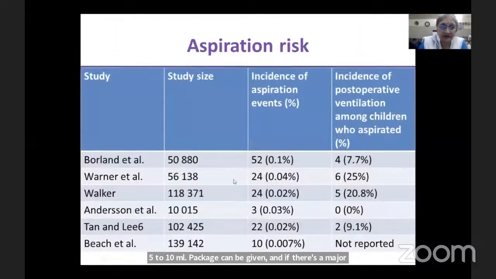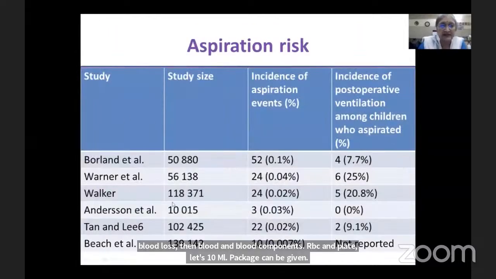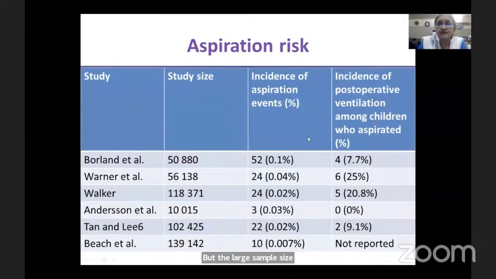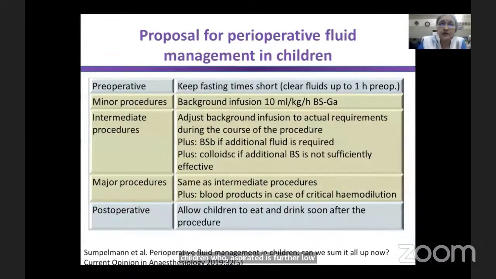Now, all the studies with the large sample size have shown that in children, the risk of aspiration is quite low. It's only 0.007% to 0.1%. And that too, the incidence of postoperative ventilation among those children who aspirated is further low. So what is suggested is preoperatively keep the fasting time short, clear fluids up to 1 hour pre-op. Postoperatively allow the children to eat and drink soon after the procedure.